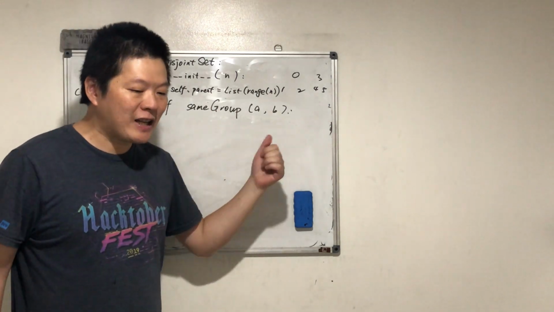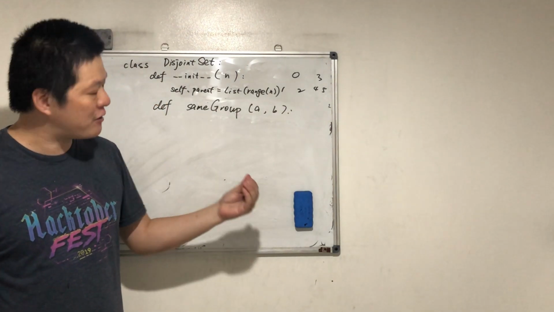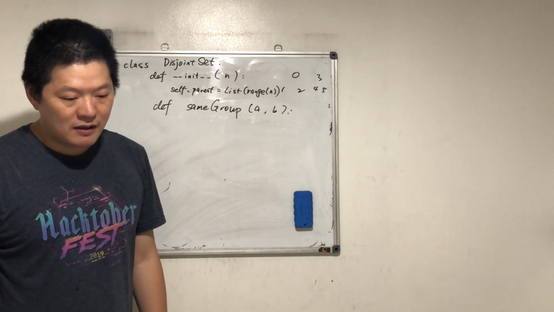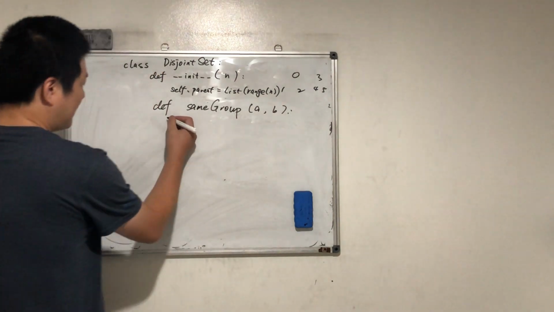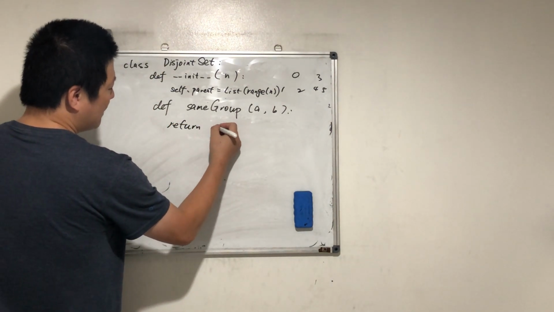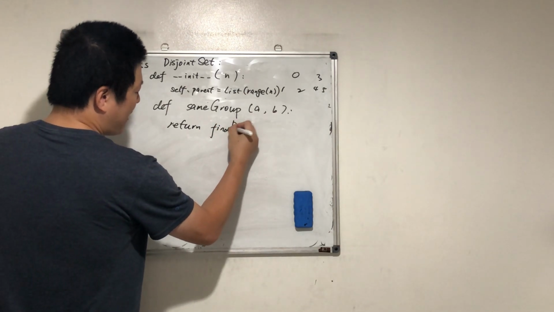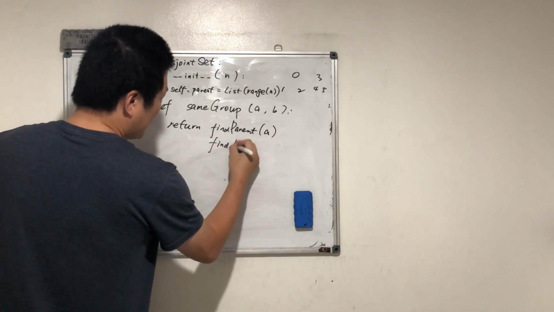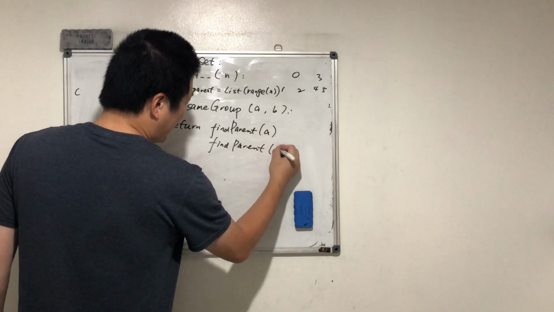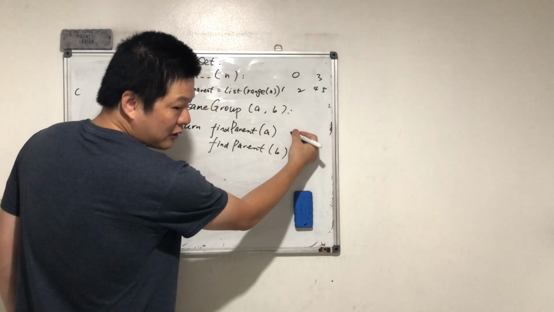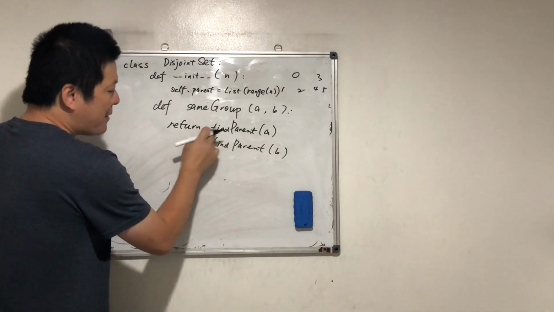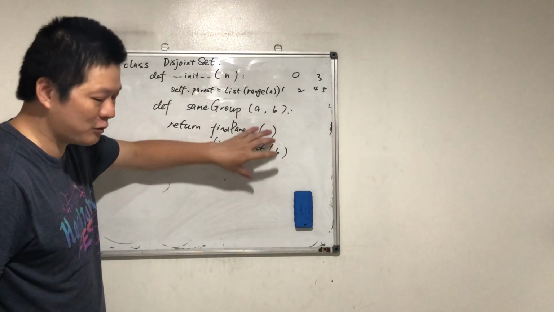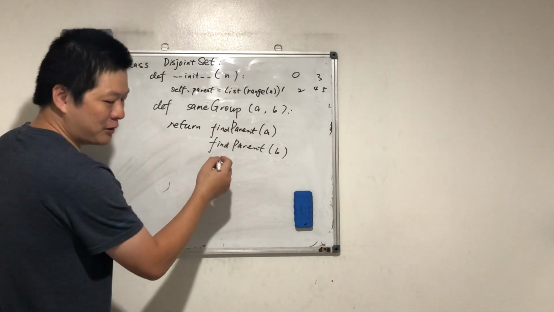Okay, so if we find the parent, if the find parent value of A and B is the same, it belongs to the same group. So look, we can just do this. Return find parent A and find parent B. So what should I put here? Find parent A and find parent B. They have to do what? If they're in the same group.